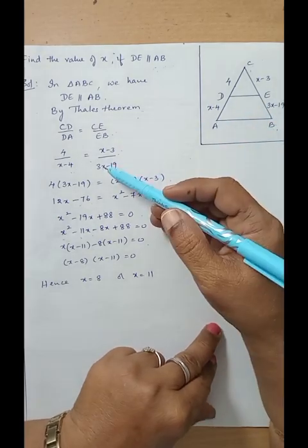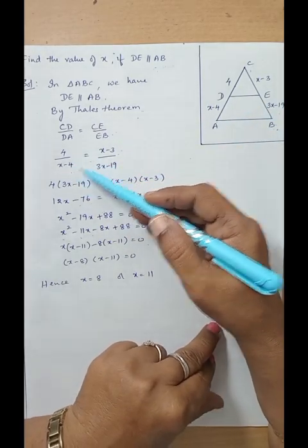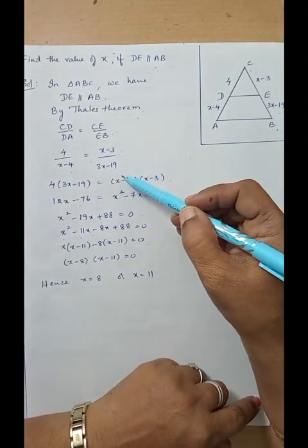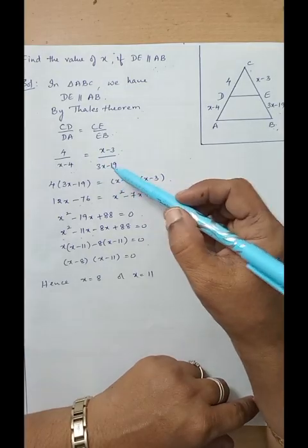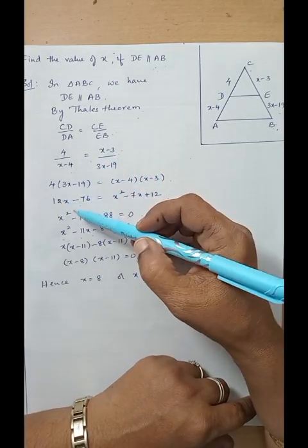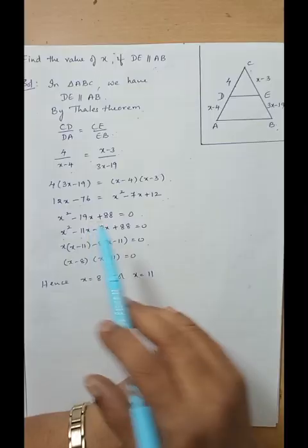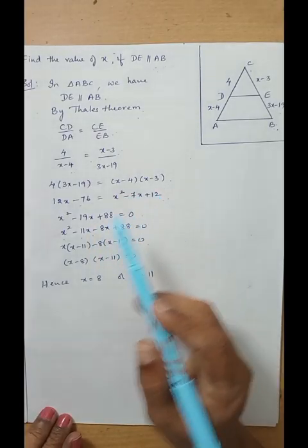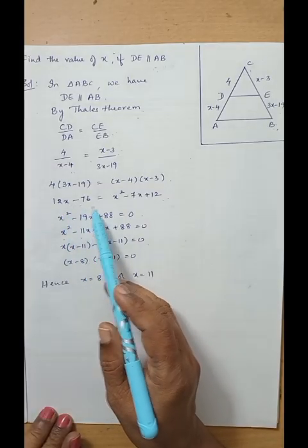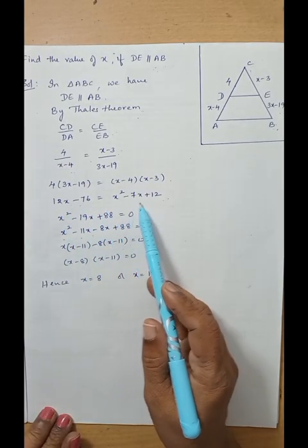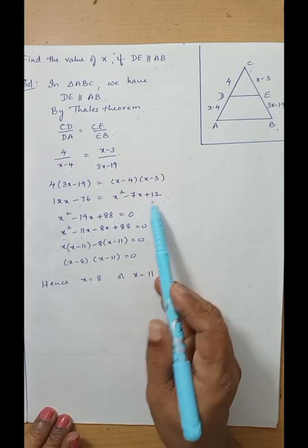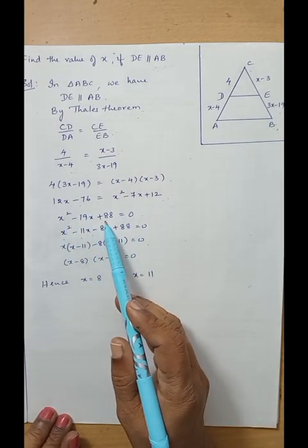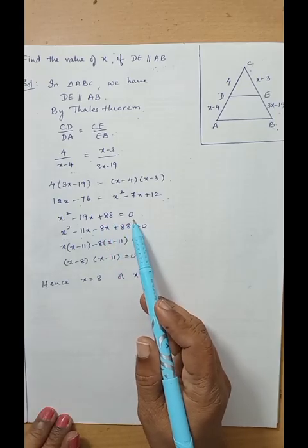By substituting the values, 4 by x minus 4 is equal to x minus 3 divided by 3x minus 19. By cross multiplying, we get 4 into 3x minus 19 is equal to x minus 4 into x minus 3. 12x minus 76 is equal to x square minus 7x plus 12. By simplifying it, we get x square minus 19x plus 88 is equal to 0.